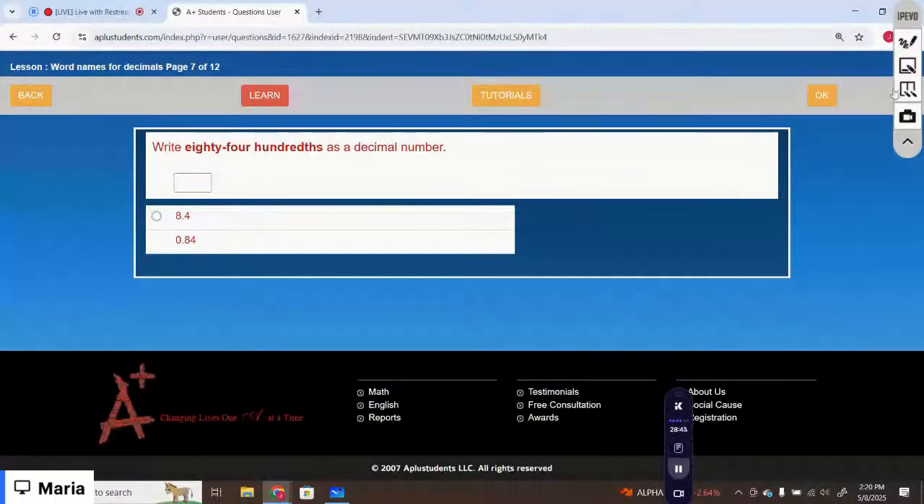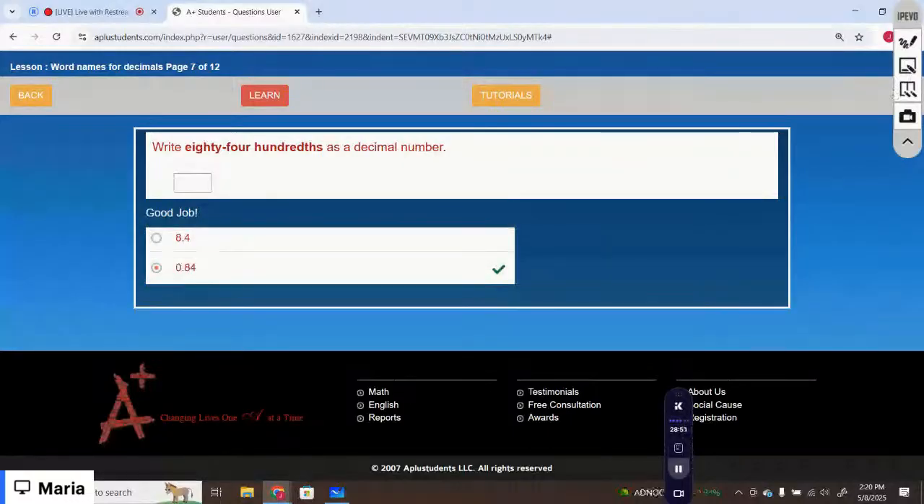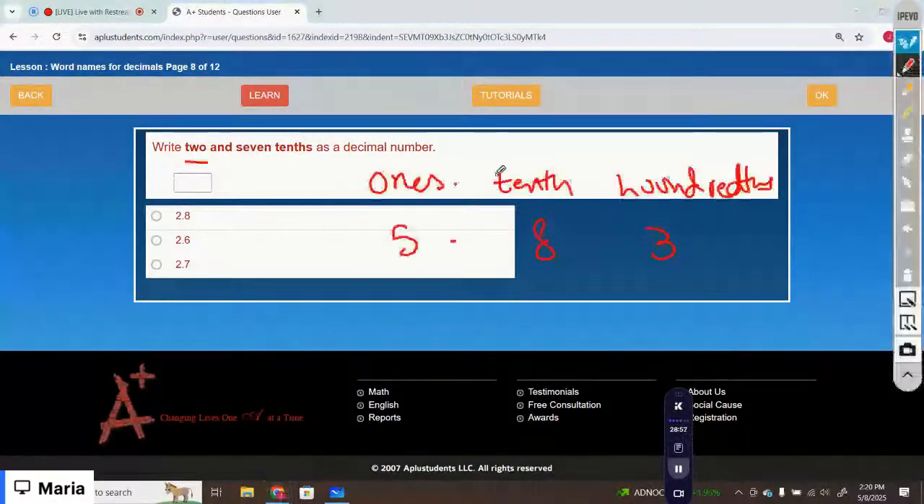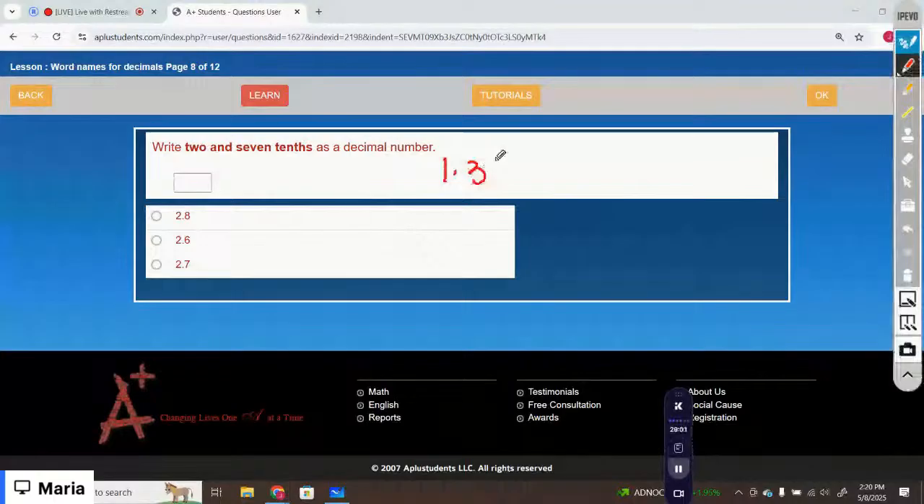Decimals are the numbers that have a decimal point. The decimal numbers have two portions, a whole number and a decimal. Like you can see, 8.134. This is the decimal point, right? And the portion before the decimal point is the whole number.